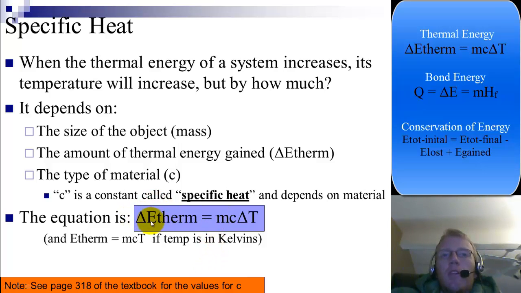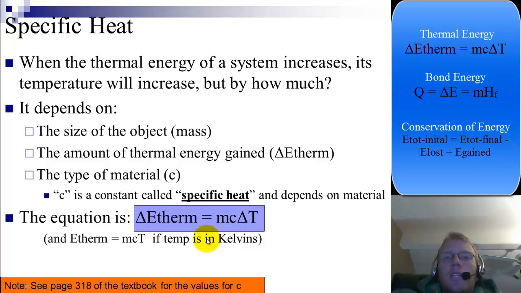So the equation is as follows. The change in thermal energy, which is measured in joules, is equal to the mass of the object times the specific heat of the object based on its material times the change in temperature. Okay? So the heavier it is, the higher its specific heat, and the more the temperature changes, the more energy you must have added, or if the temperature went down, the more energy you must have subtracted.